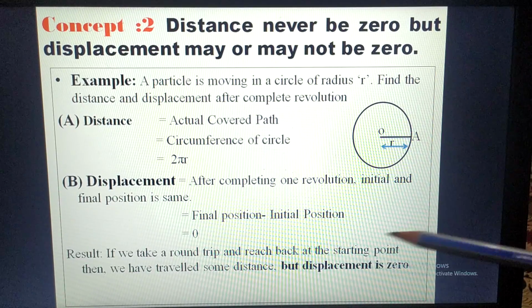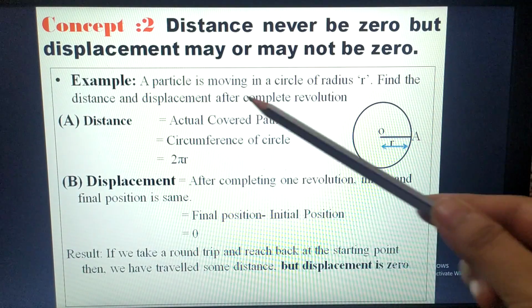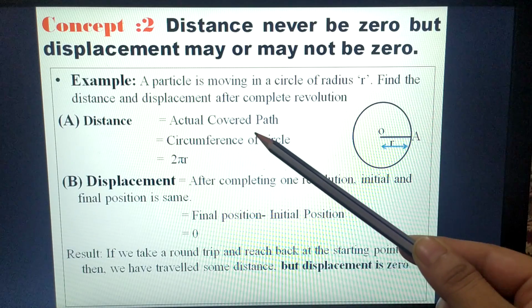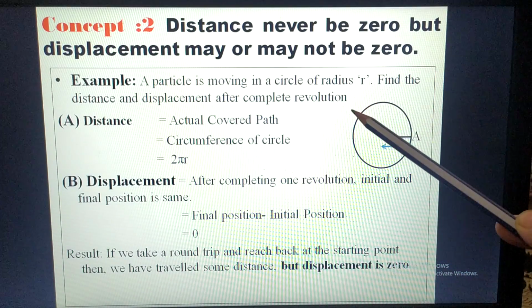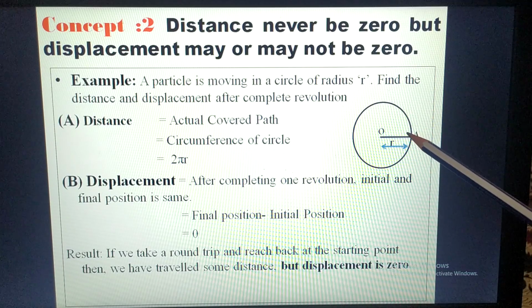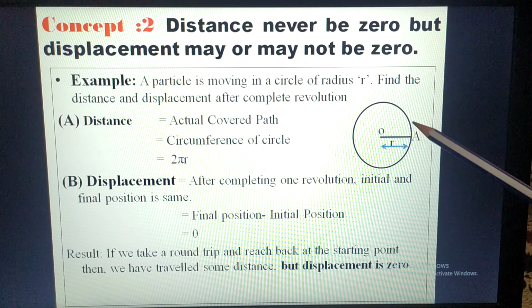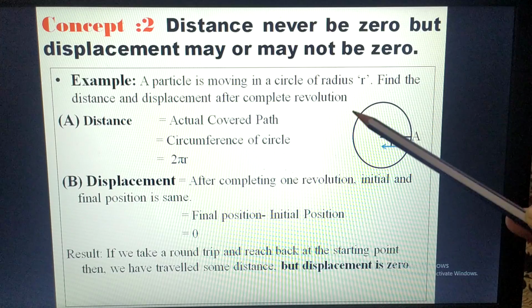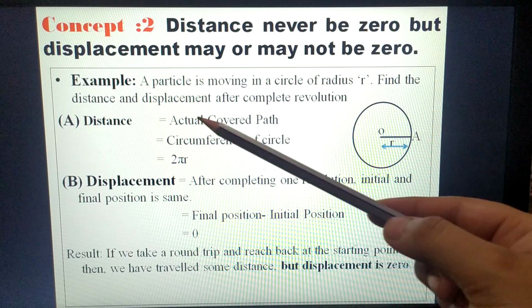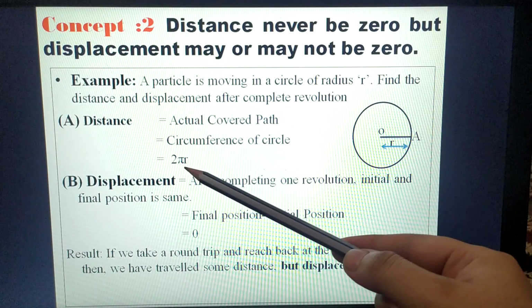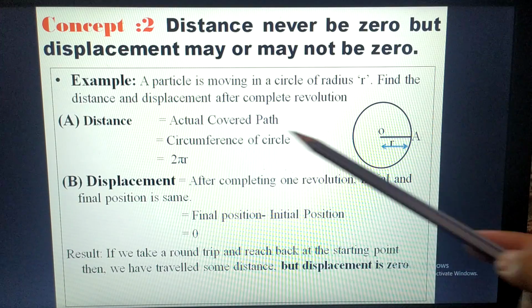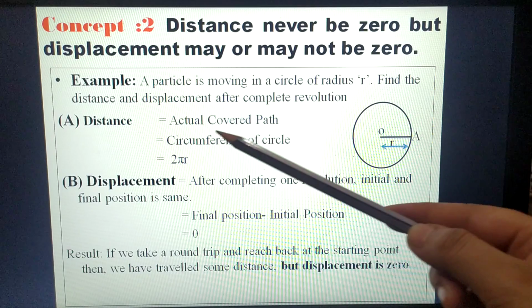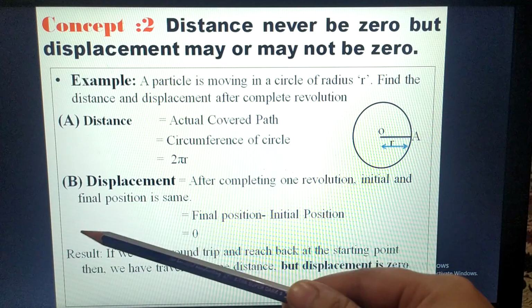Now we have to find the distance. What is distance? It is the actual path covered by a body, right? When a body covers a complete path, this is the circumference of the circle. You know the formula for the circumference of a circle? That is simply 2 pi r, where r is the radius of the circle. So the distance for this particle is 2 pi r, right?